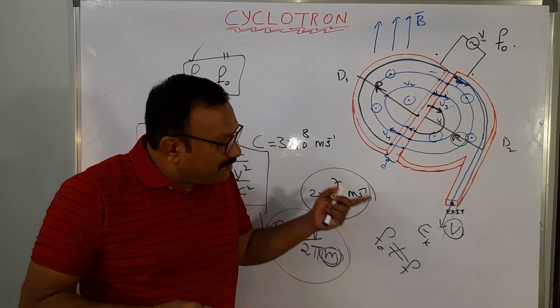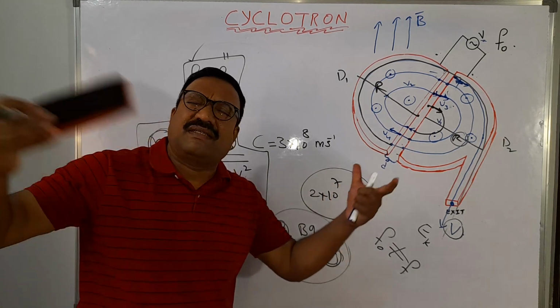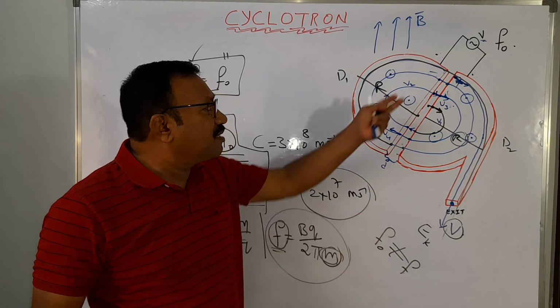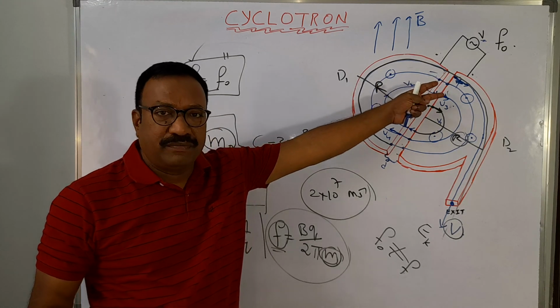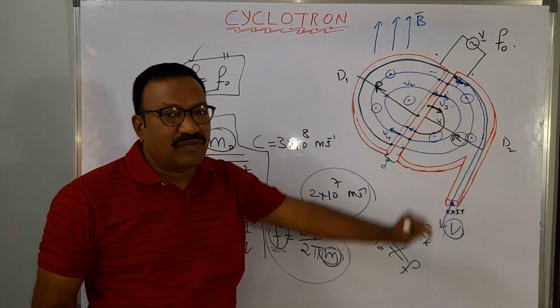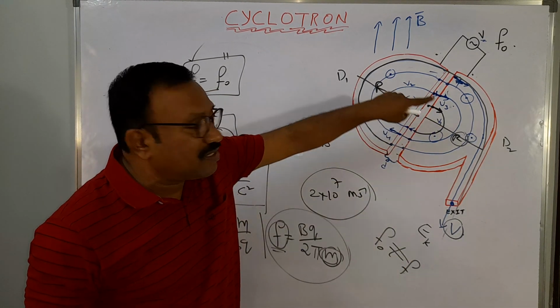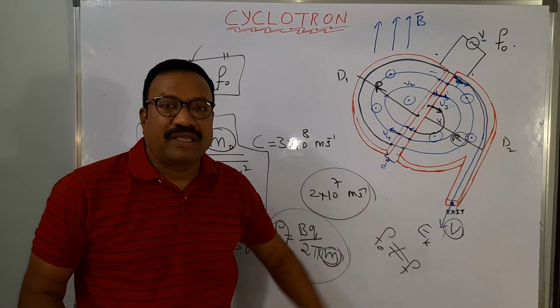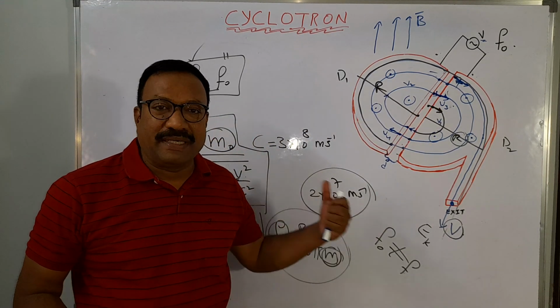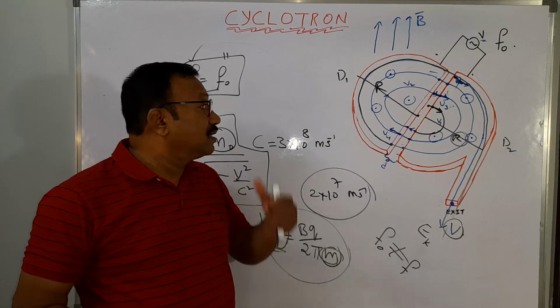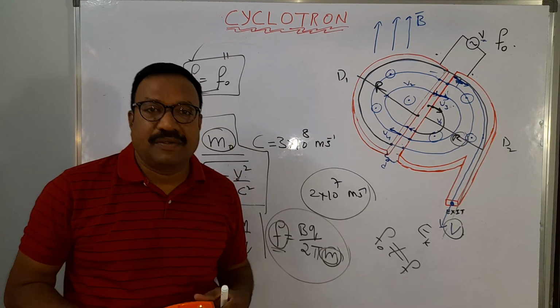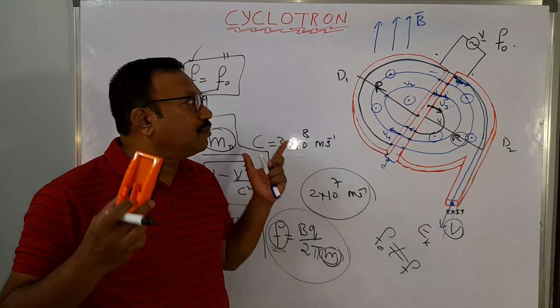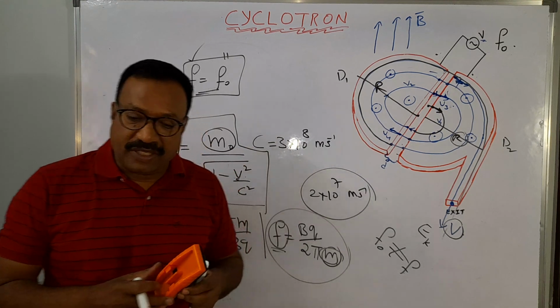So you can get energetic particles, but not as much, because in that case the frequency of the polarity that I have to change and the frequency with which the particle is revolving will not match. Then it is difficult to operate the cyclotron. So this is another disadvantage of the cyclotron. So this is about the cyclotron. Thank you, one and all.